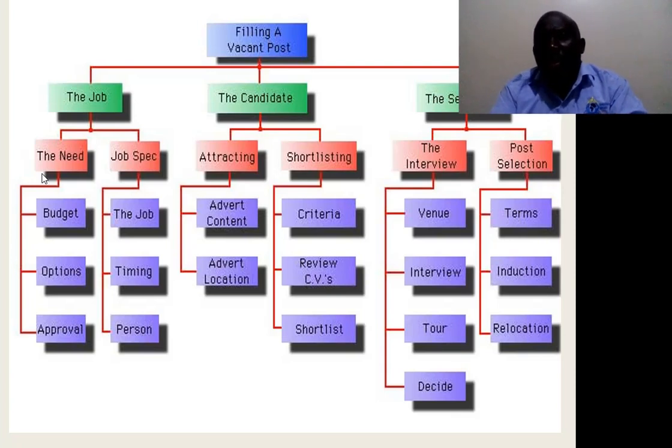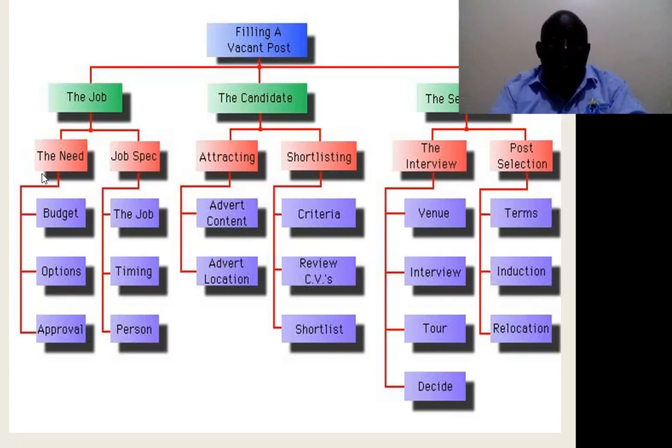The second part is the candidate. How are you going to attract this candidate? How are you going to shortlist? Under attracting the candidate, definitely the content you publish, the content of the advert, must be clear. And then the advert location. Where is the job going to be? Is it going to be in one of the study learning centers of Chambogo University? That is very important.